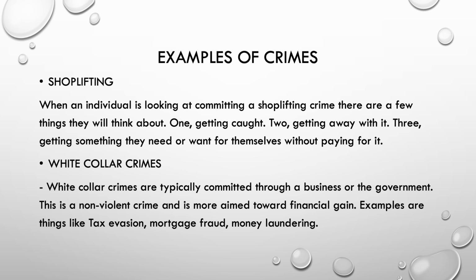The second crime I chose is white-collar crimes. White-collar crimes are typically committed through a business or a government. This is a non-violent crime and is more aimed towards financial gain. Examples of white-collar crimes are things like tax evasion, mortgage fraud, and money laundering. White-collar crimes seem to be higher on the list when it comes to picking a crime for personal gain.